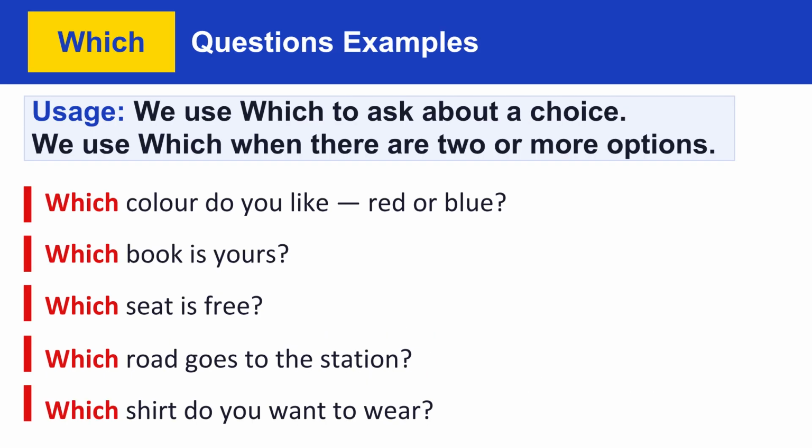WH question, which. Usage, we use which to ask about a choice. We use which when there are 2 or more options. Which examples? Which color do you like, a red or blue? Which book is yours? Which seat is free? Which road goes to the station? Which shirt do you want to wear?